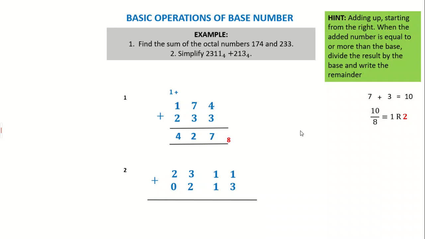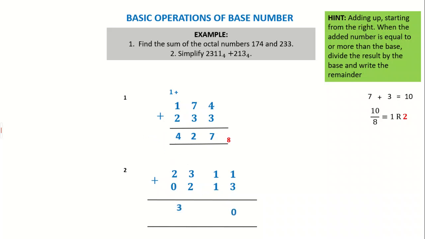So you have 1 plus 3, that's going to give you 4. You can't write the 4 because the base is 4. So you have to say 4 divided by 4, that will give you 1, remainder 0. So you put down your 0 and move the 1 to this side. So that's going to be 1 plus 1 plus 1, that will give us 3.